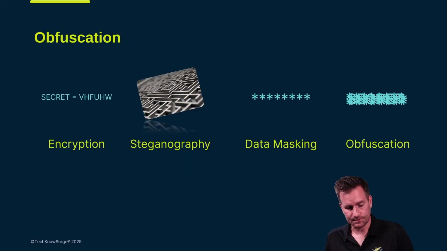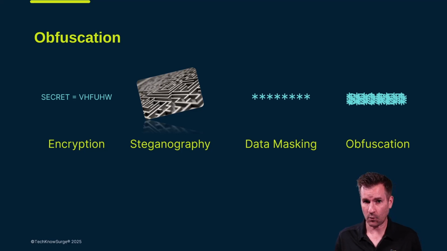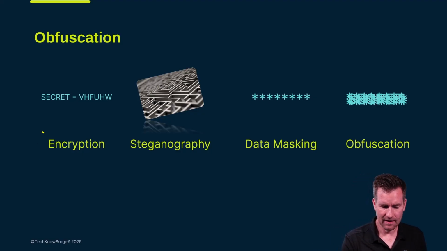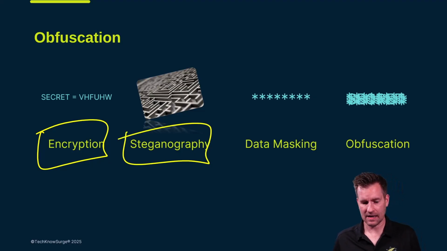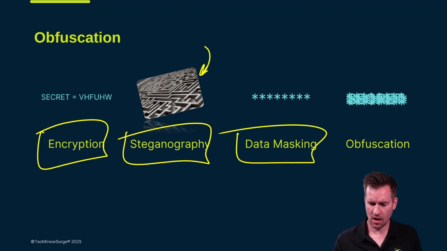Obfuscation. Let's talk about some different ways that we can protect data. One thing is we could just not have it. We could put access control on it. We could encrypt it. We could use steganography and hide it in things like pictures or other data. We could do something called data masking, in which case, like when you're typing in your password, it shows up with little stars, little asterisks. That's called data masking. And then there's obfuscation.